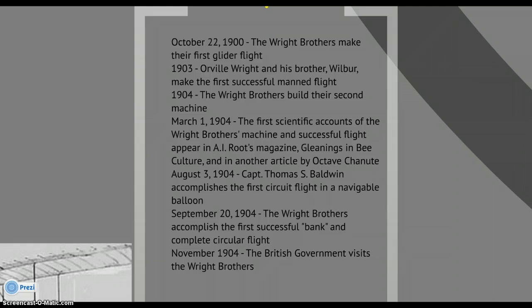On August 3rd, 1904, Captain Thomas S. Baldwin accomplished the first circuit flight in a navigation balloon in Oakland, California. On September 20th, the Wright brothers accomplished the first successful bank and complete circular flight in Dayton, Ohio. In November, the British government, through Colonel Capper, visited the Wright brothers in Dayton and indicated interest in their machine.